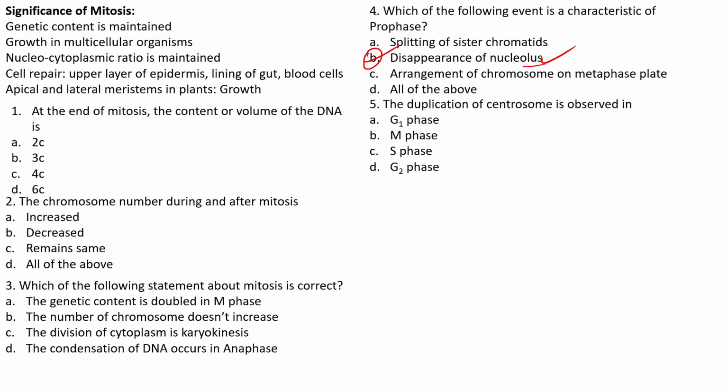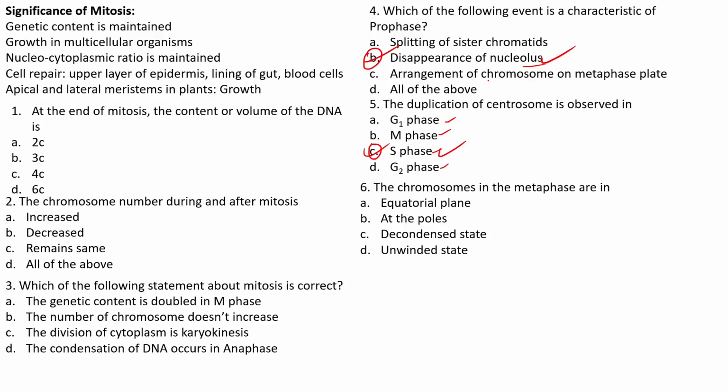Next one, the duplication of the centrosome is observed in the G1 phase, M phase, S phase, or G2 phase. It is mainly observed in the S phase, so C is our right answer. The next one, the chromosomes in metaphase are at the equatorial plane, at the poles, or in a decondensed or unwound state. They are mainly at the equatorial plane, and that plane of arrangement in the equatorial region is called the metaphase plate. So A is the right answer for this question.